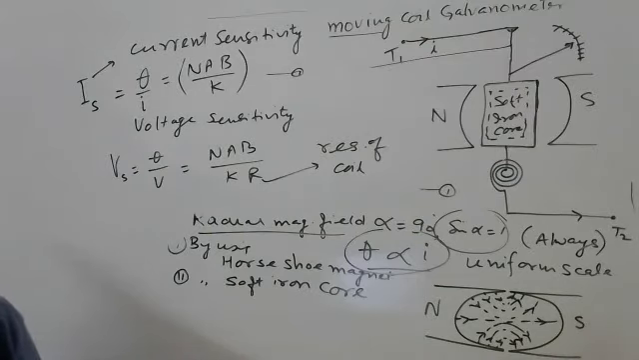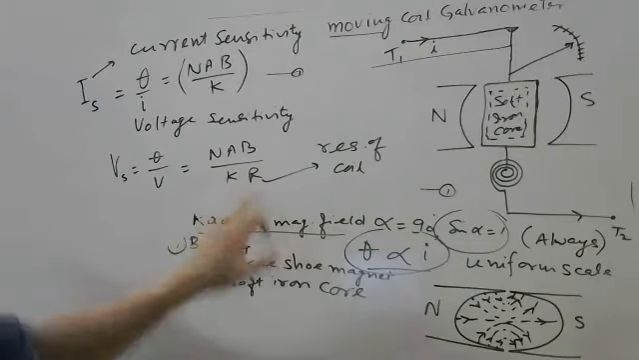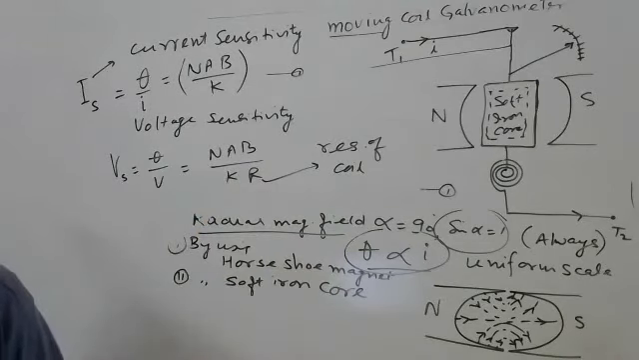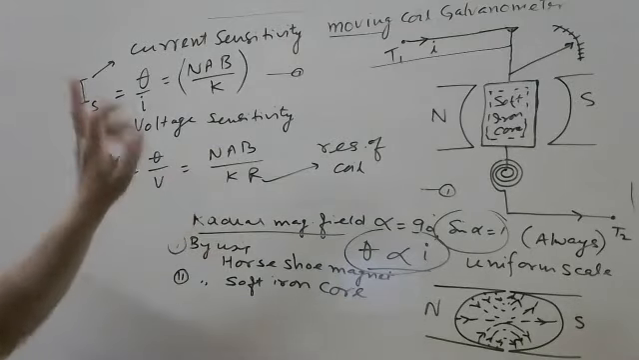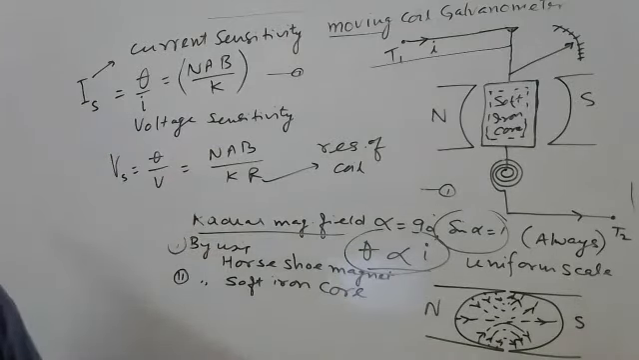It depends on how we are increasing the current sensitivity, because we have to see this factor, resistance of the coil. If the number of turns double, resistance is also double, we can say this cancels out. So current sensitivity increases, but voltage sensitivity does not increase. Got it now? Because it depends on R, resistance of the coil also.